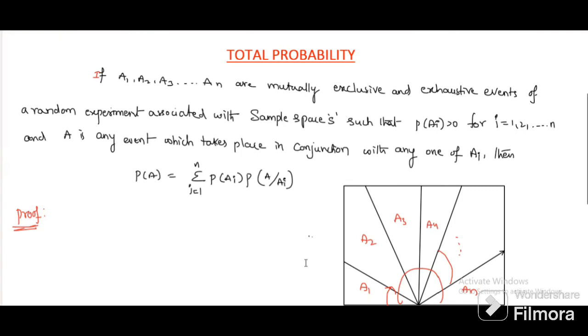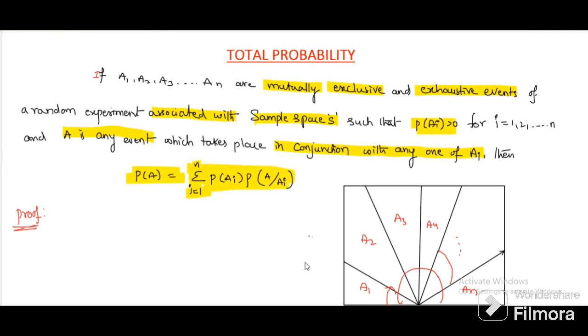If A1, A2, A3, and so on, AN are mutually exclusive and exhaustive events of a random experiment associated with the sample space S, such that P of Ai is greater than 0 for i equal to 1, 2, 3, up to n, and A is any event which takes place in conjunction with Ai, then P of A is equal to the summation of i equal to 1 to n, P of Ai into P of A by Ai. This is called the total probability formula.